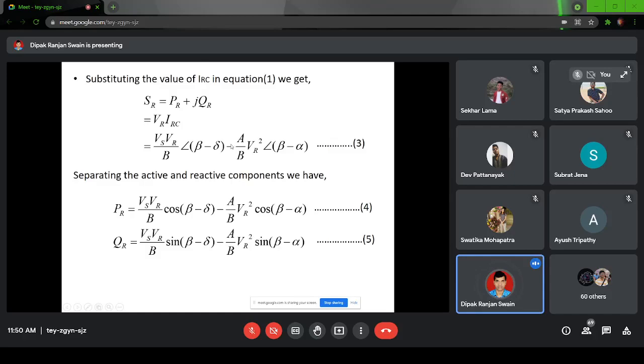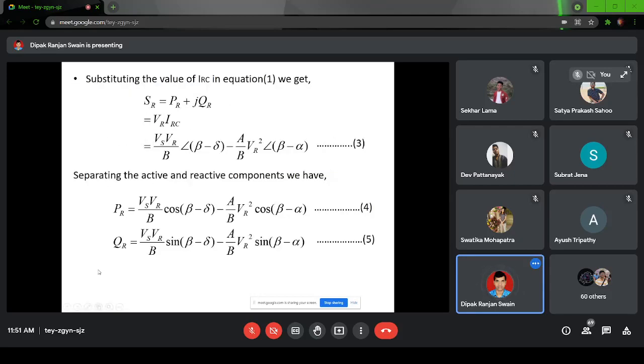If I want to find the real and imaginary power, or reactive power, I have to separate the real and imaginary parts. As the angle is there, the cosine terms will be the real parts and the sine terms will be the imaginary parts. So VS VR by B cos(beta minus delta) minus A by B VR square cos(beta minus alpha) is the real part of this expression, and that becomes the active power. Similarly, taking the reactive part of each component, VS VR by B sin(beta minus delta) minus A by B VR square sin(beta minus alpha) will be the reactive power. So this is the expression for active power and reactive power.